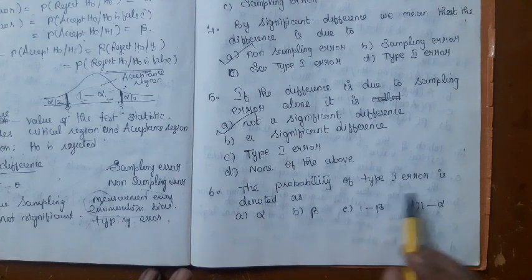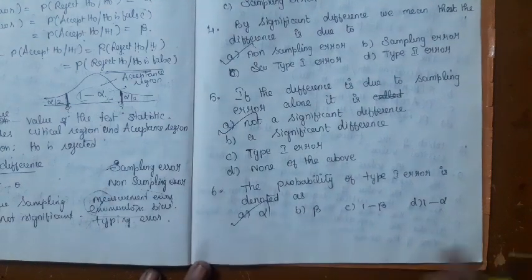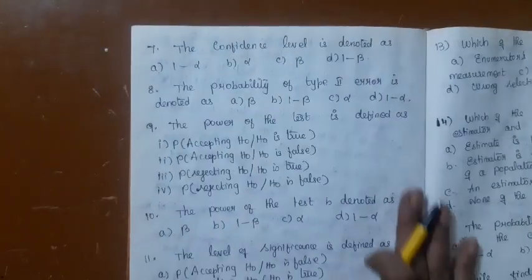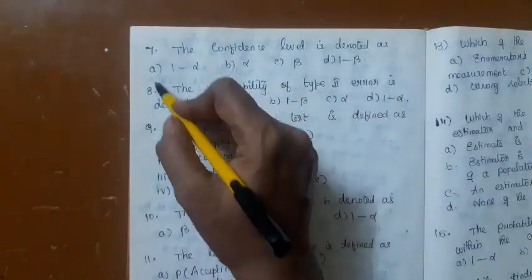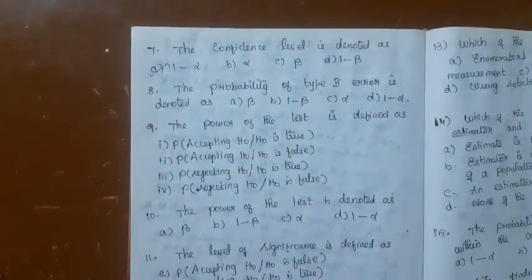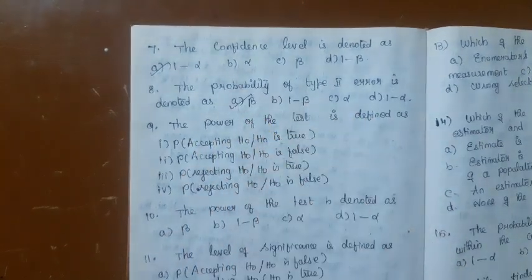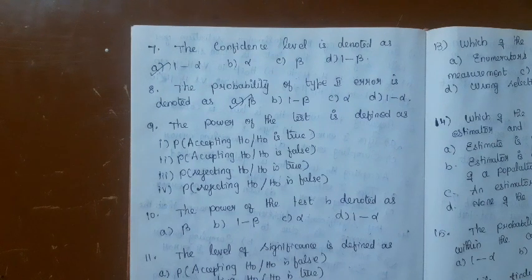The probability of type 1 error is denoted as alpha, which is called the level of significance. The confidence level is 1 minus alpha. The probability of type 2 error is beta. The probability of type 1 error is alpha.